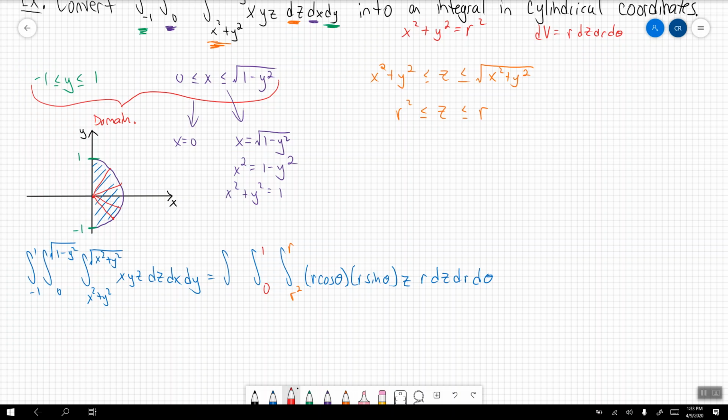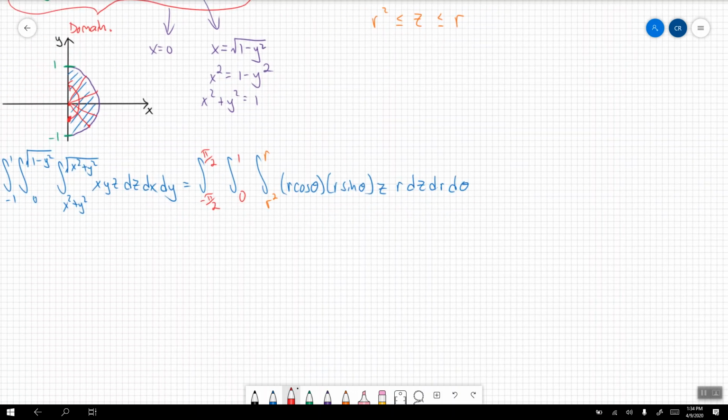Now thetas. What are the thetas sweeping through for this domain? Well, the thetas start down here and they sweep in a counterclockwise direction, which means they start at negative pi halves and they sweep all the way to pi halves. There we are. All we have to do is just clean it up a bit, which means the outer integral goes from negative pi halves over to pi halves. The middlemost integral goes from 0 to 1. The innermost integral goes from r squared to r.